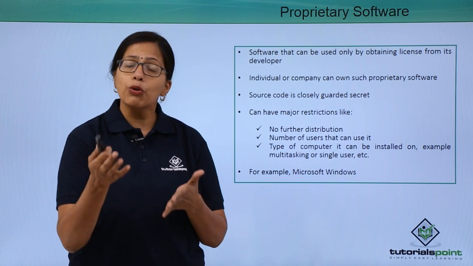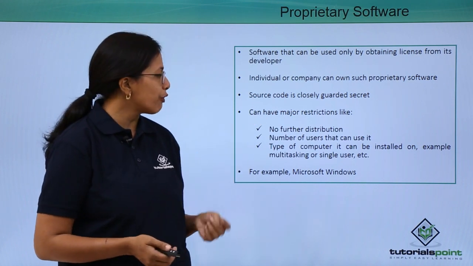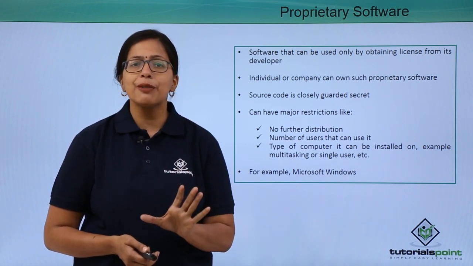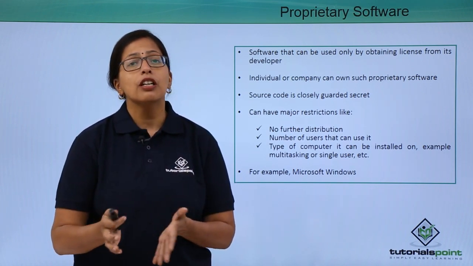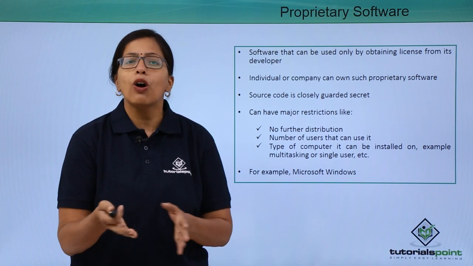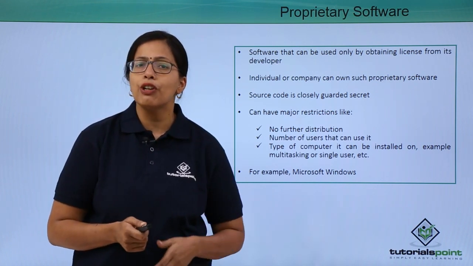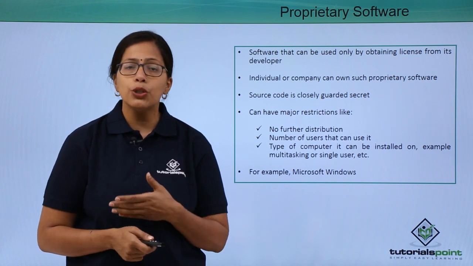The most popular example of proprietary software would be Microsoft Windows, an operating system that we use on our computers. In fact, 88% of people all over the world use that software, but it is a proprietary software. You have to pay to buy it and then use it.